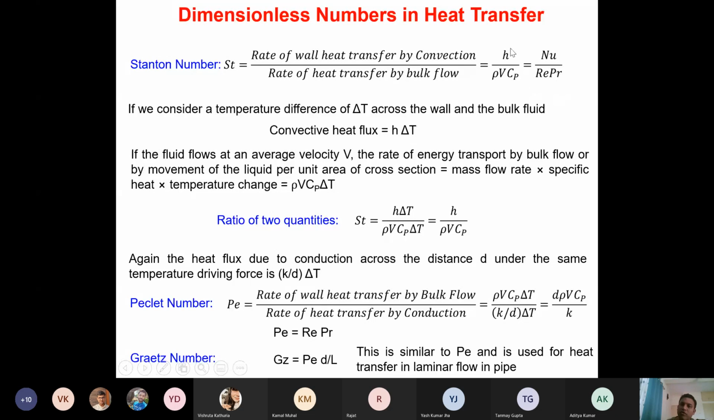If you rearrange, Nusselt number will be h d by K. Reynolds number will be d V rho by mu. Prandtl number will be Cp mu by K. If you put all this together, what we will get is ultimately h by rho V Cp.